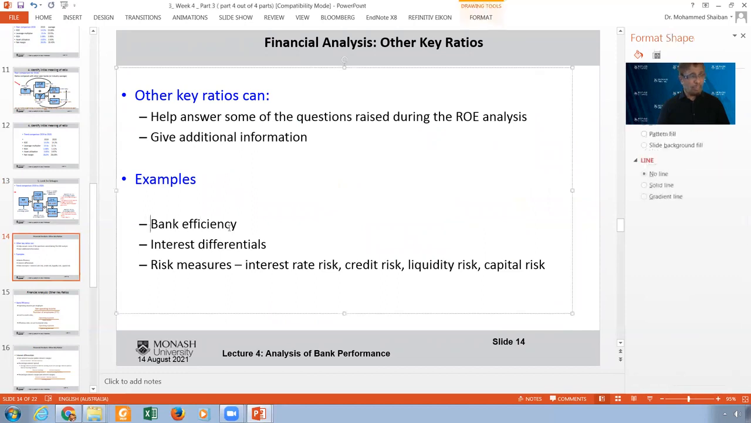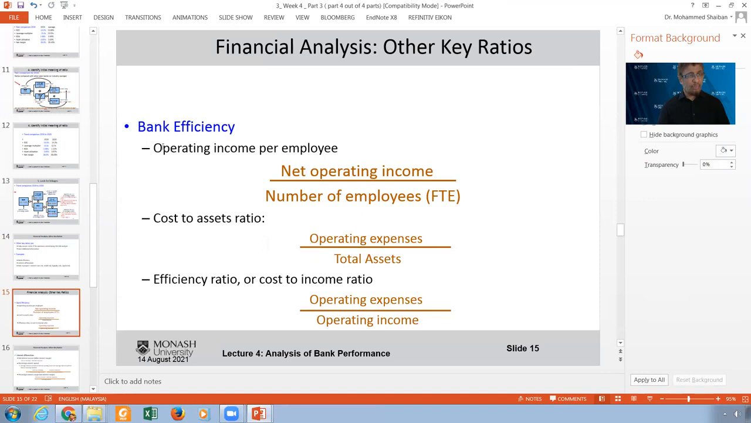So we talk about bank efficiency. We talk about interest rate differential, and we talk about the risk measures. Now let's go to the first one, which is bank efficiency. For bank efficiency, we actually have 3 ratios: operating income per employee, and we can have it in corporates or in banks, but we want this ratio to be higher. So we want the net operating income over the number of employees to be higher, which means the contribution of every employee to the net operating income is high. So we need the denominator to be less.